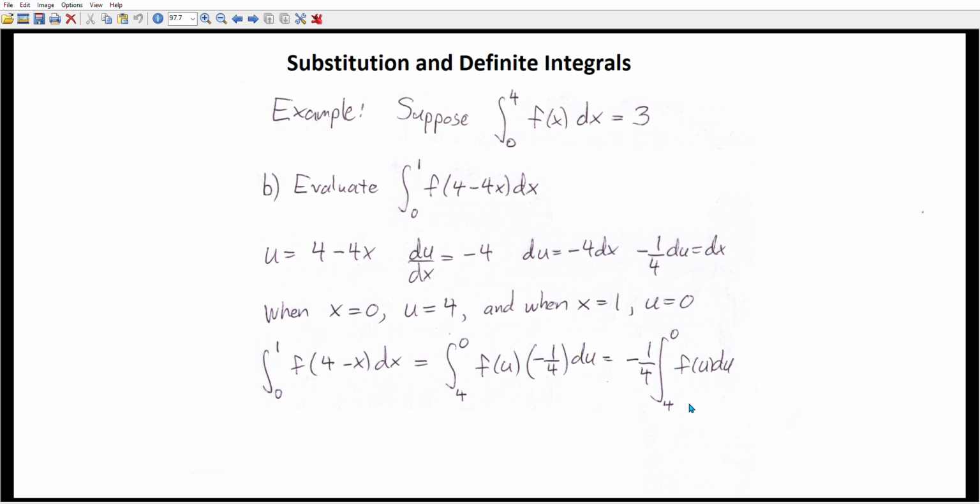Now, if you look up here, we've got an integral from 0 to 4. So it doesn't quite match. However, we know what happens when you flip limits. When you flip the limits, it changes the sign. Minus times minus is plus, so we've now got 1/4 times the integral from 0 to 4 of f of u du, which is going to be 3. So we've got 1/4 times 3, or 3/4.